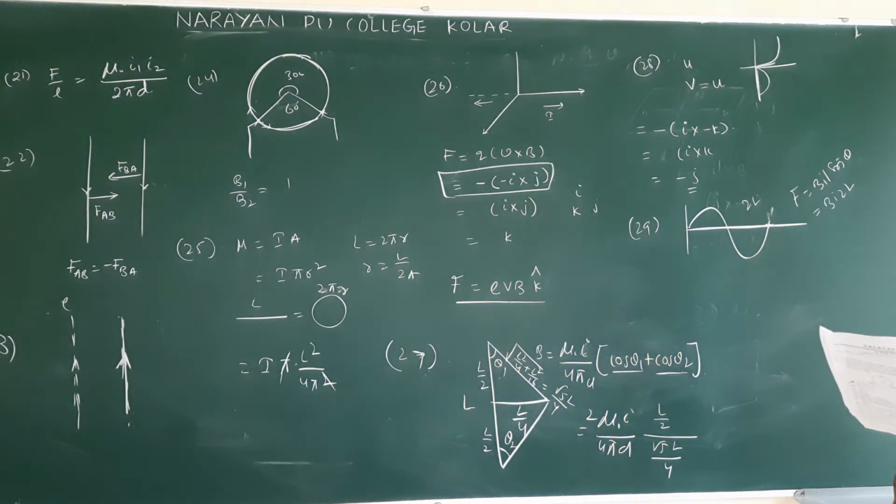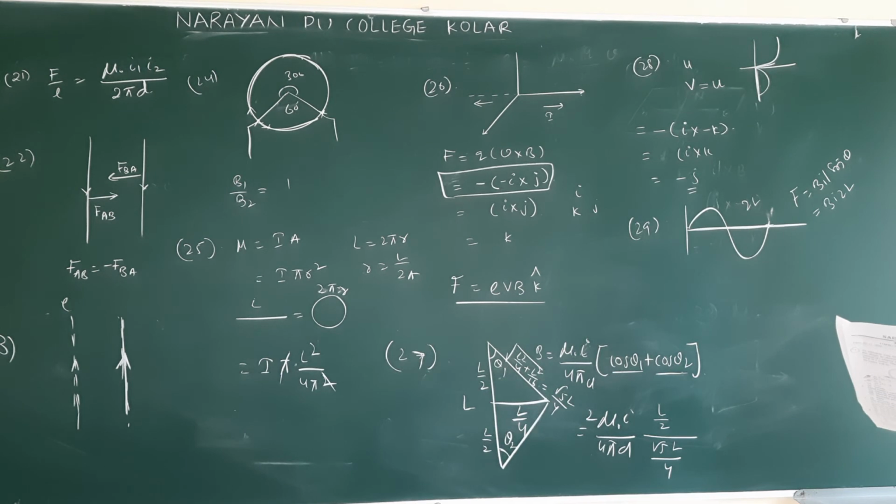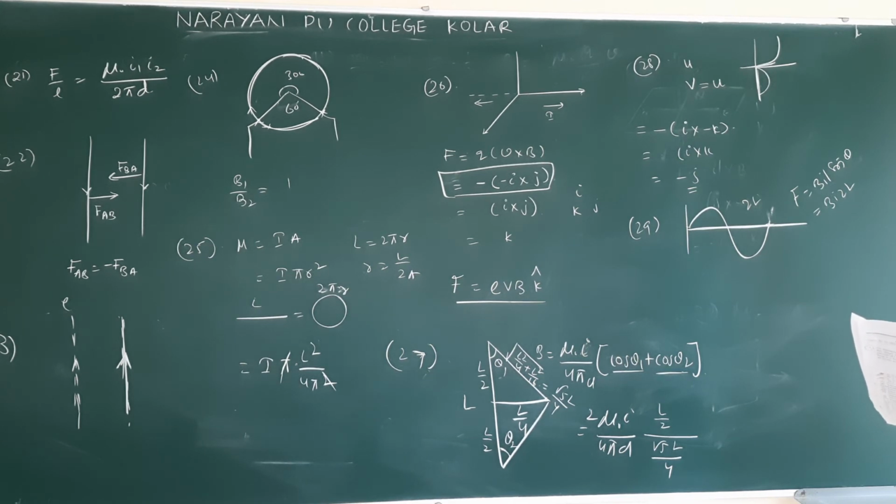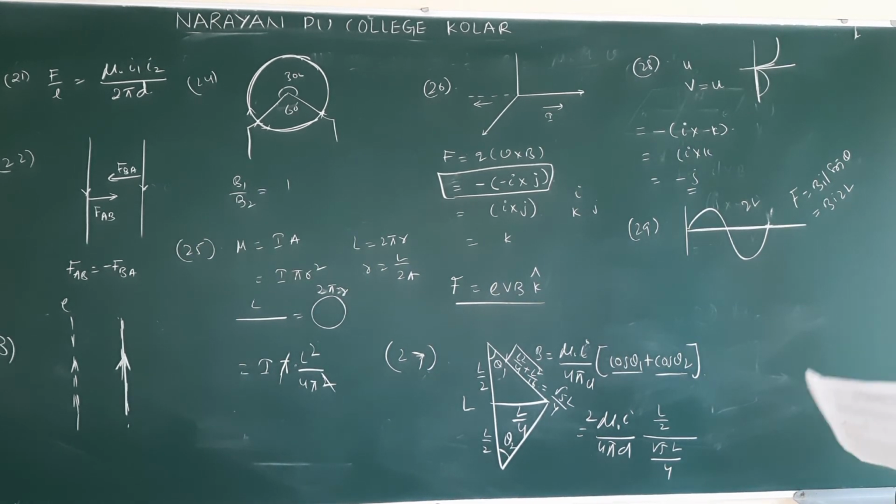Next, 30. A circular coil in the YZ plane with the center at the origin, the coil is carrying a constant current. Assuming the direction of the magnetic field at x equal to minus 25 centimeter to be the positive direction of the magnetic field, which of the following graphs shows the variation of the magnetic field along the x-axis?